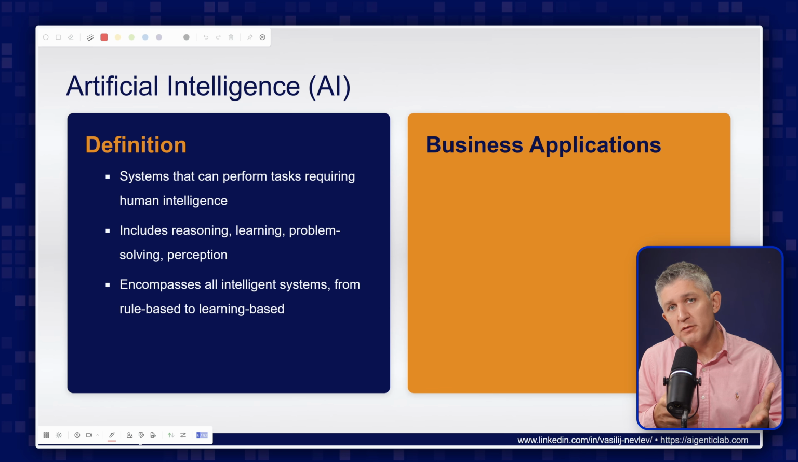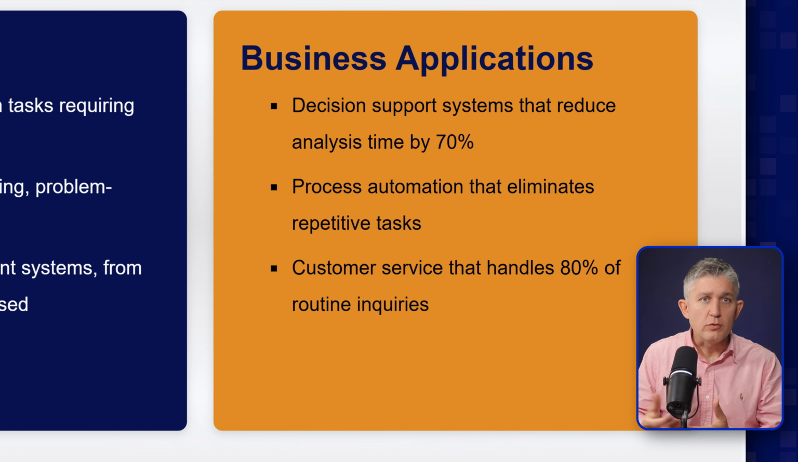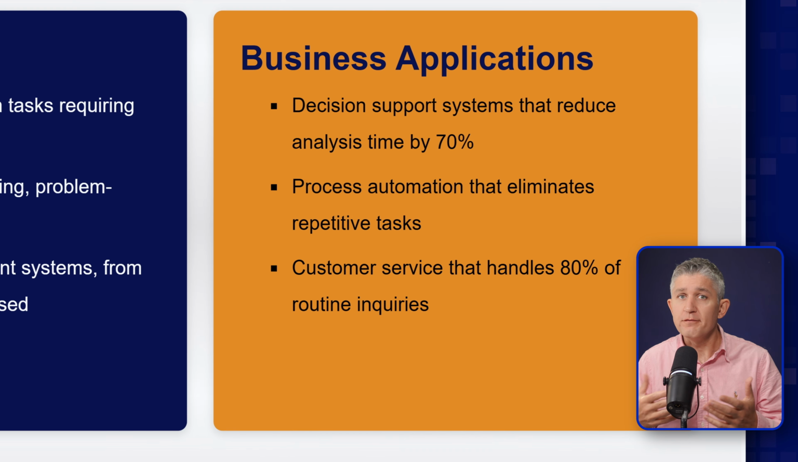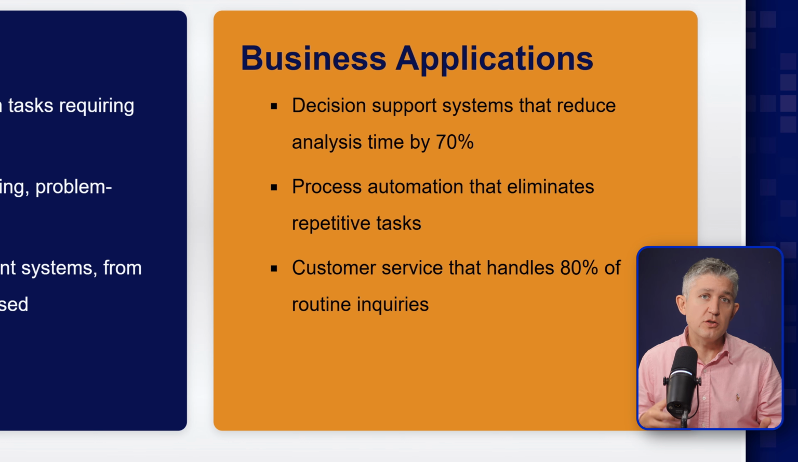And what does it mean for the business? It means that now you can have faster decisions, fewer repetitive tasks, and better customer service with a stronger forecast. Businesses in some of these areas, like decision support or process automation, can reach a 70 or 80% productivity boost by automating mundane, repeatable tasks.